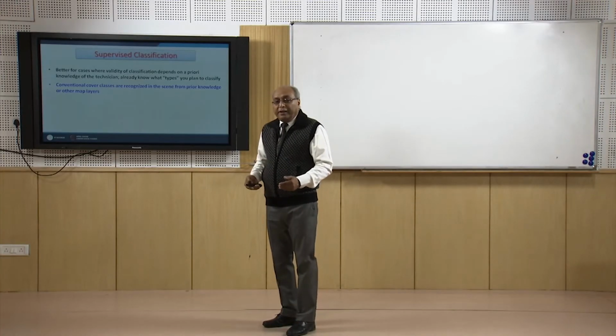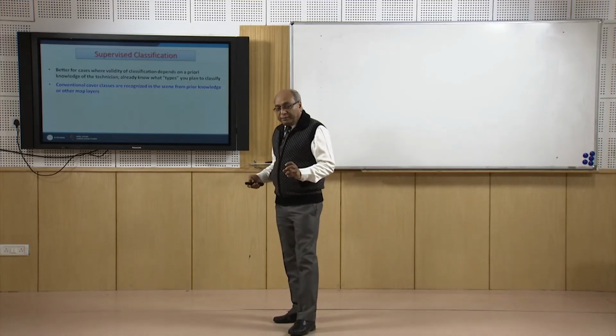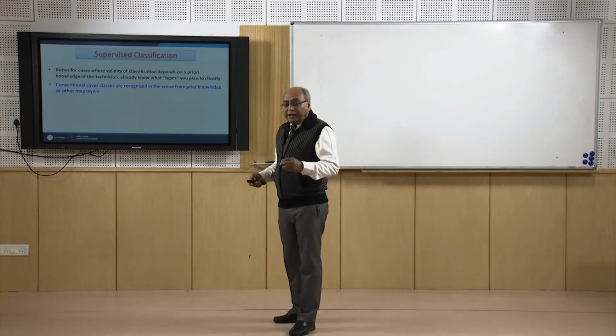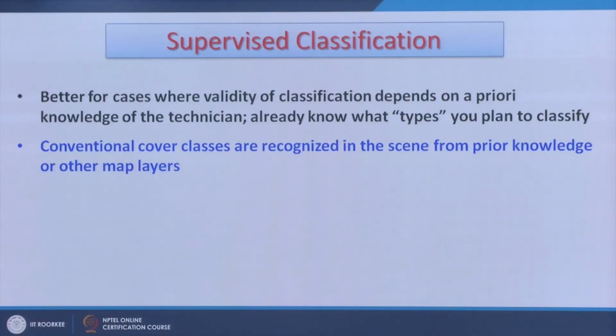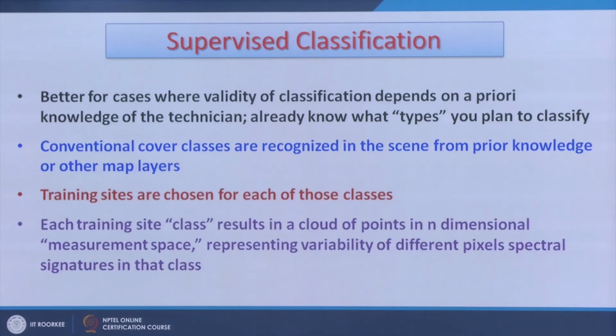After certain experience, one becomes expert on image interpretations, and therefore one can train the system very easily about different classes, and training sets for each class are chosen. Then each training site, that is each class, results in a cloud of points in an n-dimensional space, as I have shown, in a 3-dimensional space, and then you assign different colors just to represent different classes. Maybe for vegetation you may assign green color, for water body you may assign blue color, and so on and so forth.